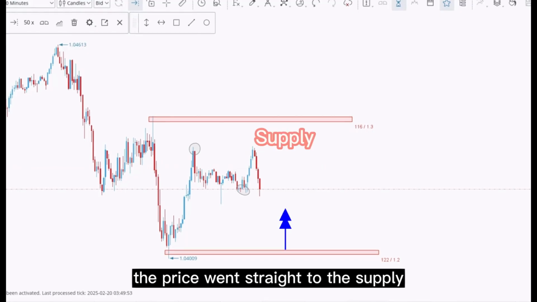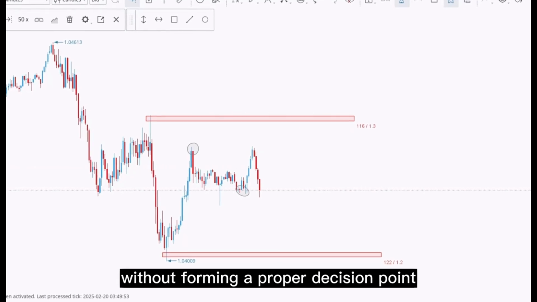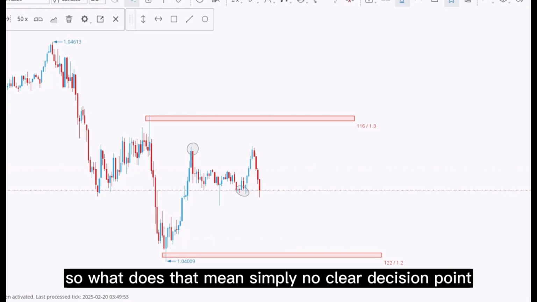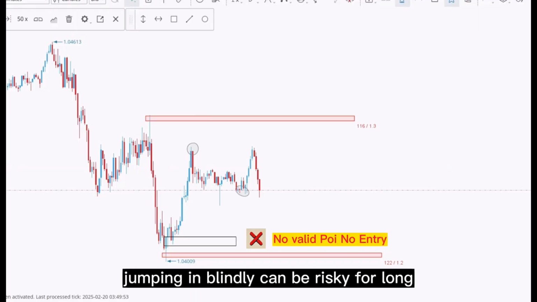Earlier the price went straight to the supply without forming a proper decision point. So what does that mean? Simply no clear decision point, no confident entry. Jumping in blindly can be risky for long.